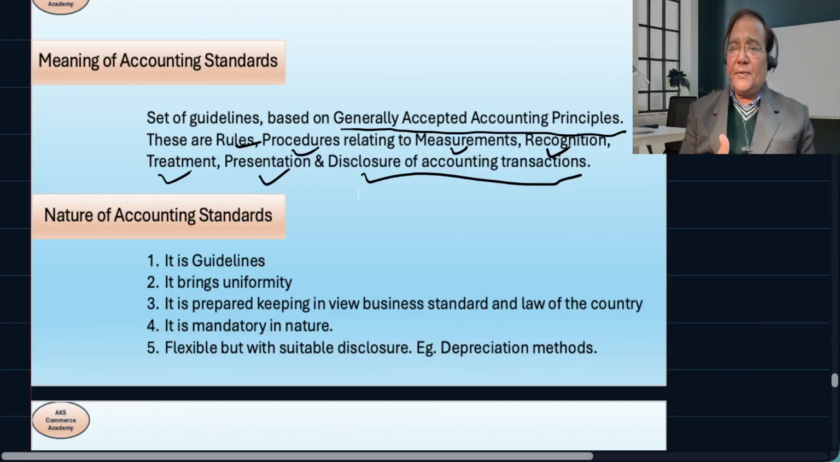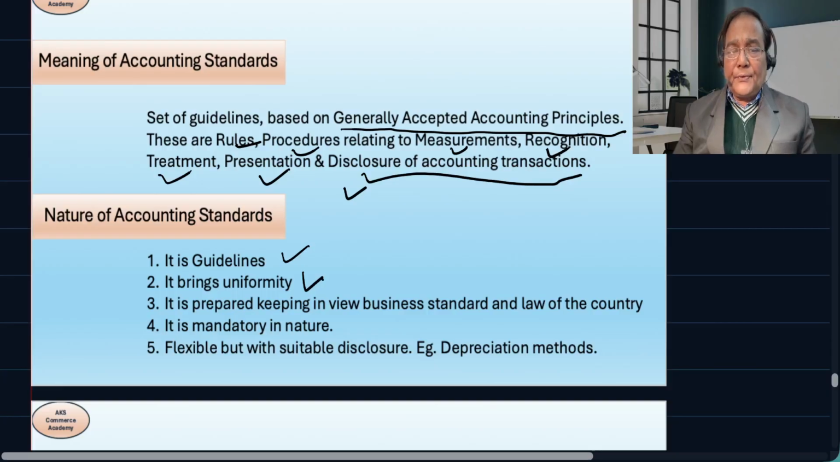Rules are written there, the way it has to be executed, procedures, then recognition, treatment, presentation, and disclosure of accounting transactions. Everything it covers, and accordingly, the companies who fall into the category of accounting standard, or the firms, they have to follow this. Nature of accounting standard: it is guidelines, uniformity, so that everyone follows the same.